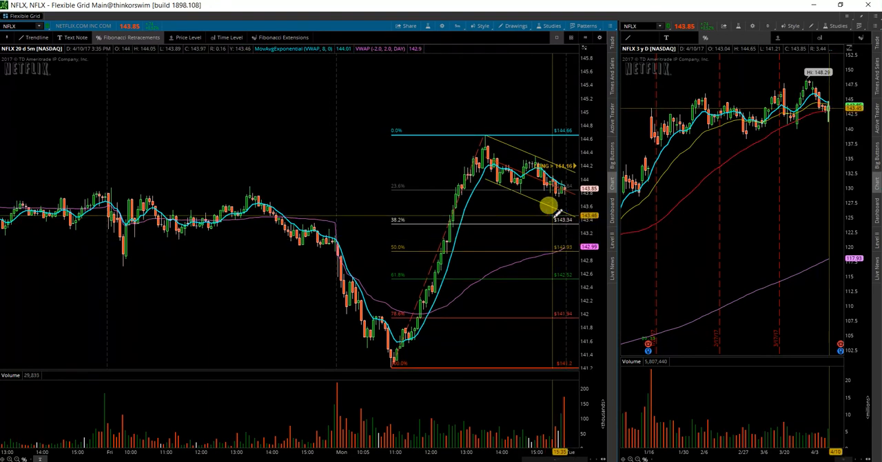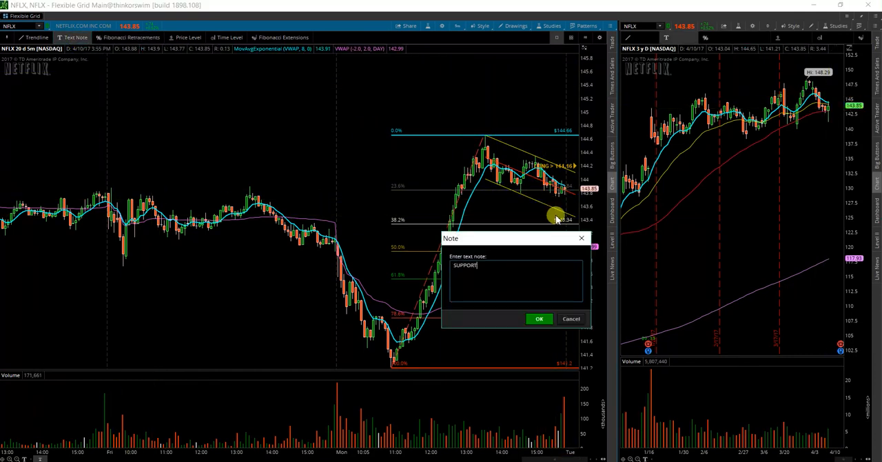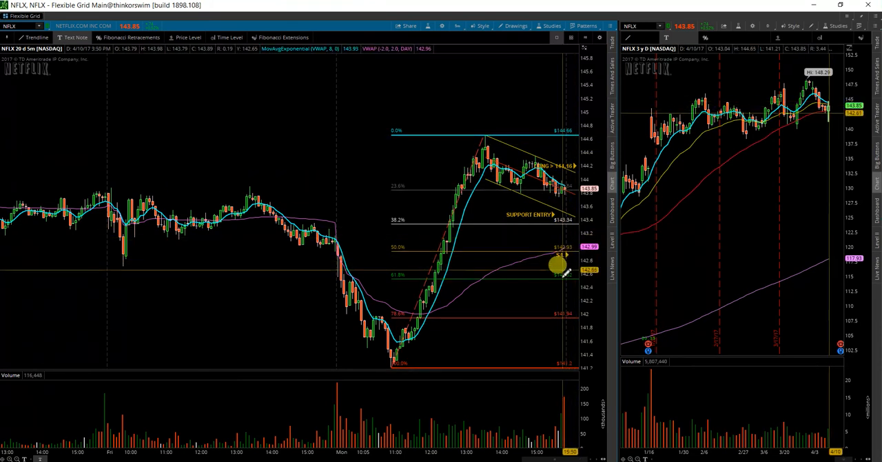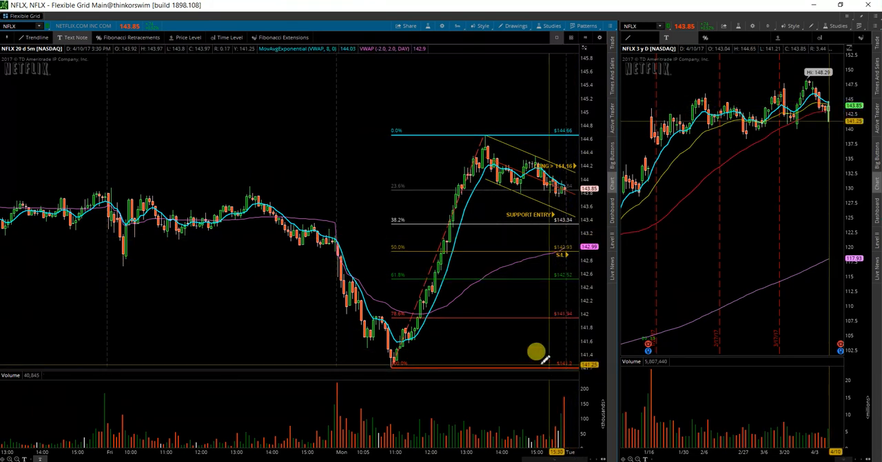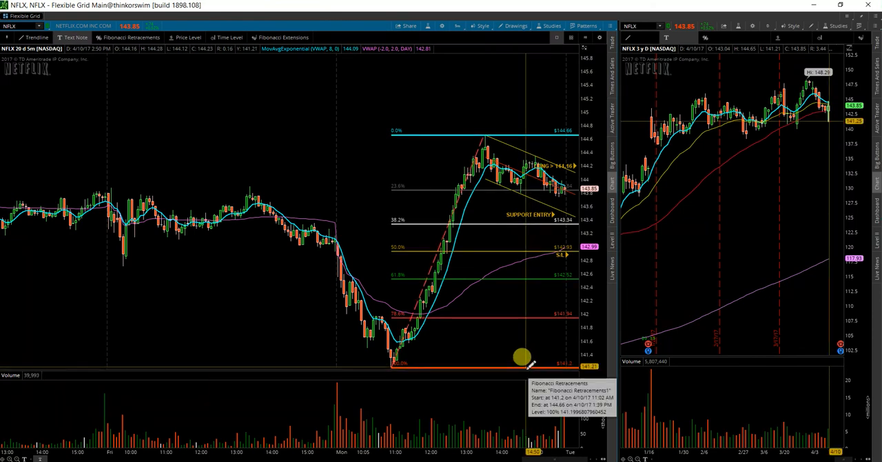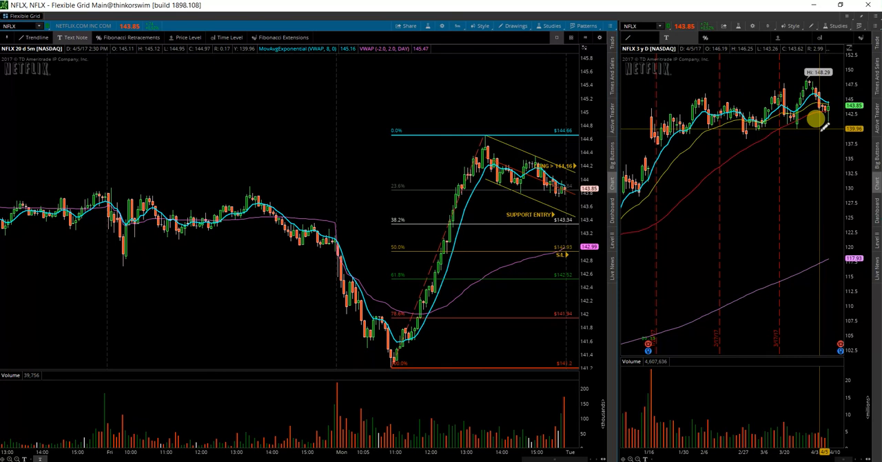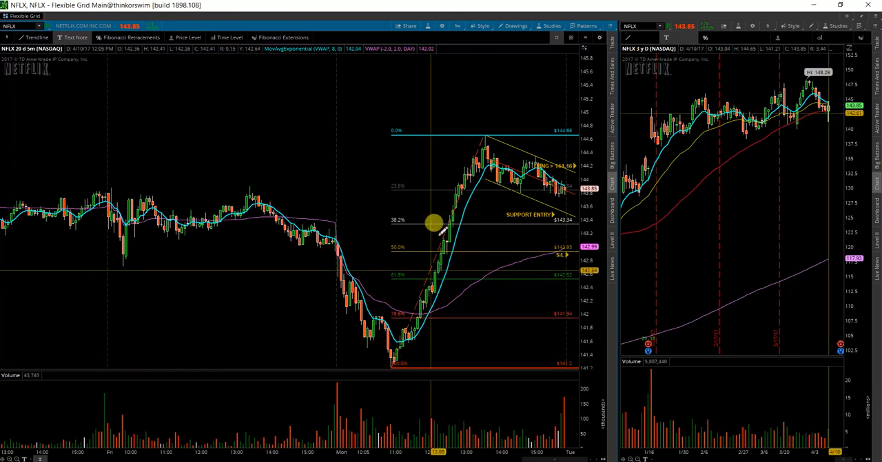Right here, if it does come down to here, I'll go ahead and throw my other notes on here. I'll be looking for some support entries right around there, and ultimately my stop would be down here. And if it does break below here, I will reevaluate lower at one of these lower Fibonacci levels. I don't expect it to come all the way back down here to 141.25, just for the simple fact that there's so much volume in the move that was here.